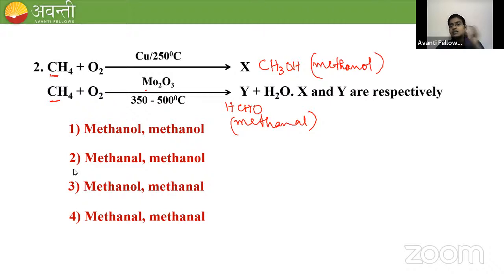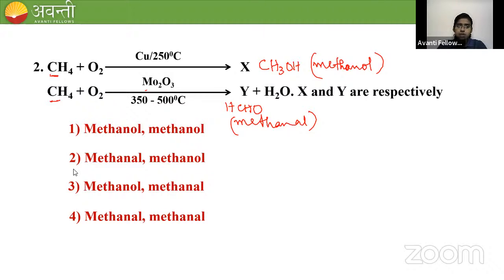So the catalyst only determines the product. If you are using copper, you will get alcohol. If you are using molybdenum, you will get aldehyde. If you are using manganese, you will get carboxylic acid. But those reactions are not given here, so we don't have to go for that. So just read the catalyst and the corresponding products that we get from the reaction.